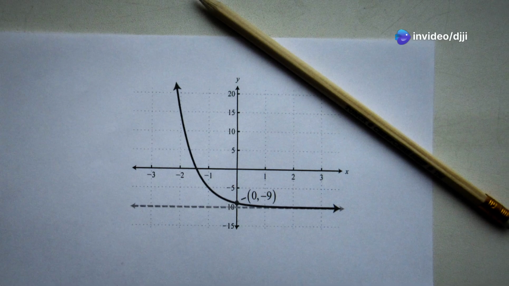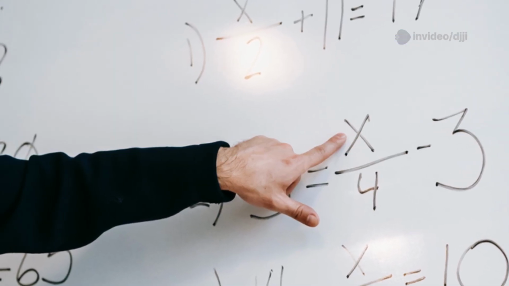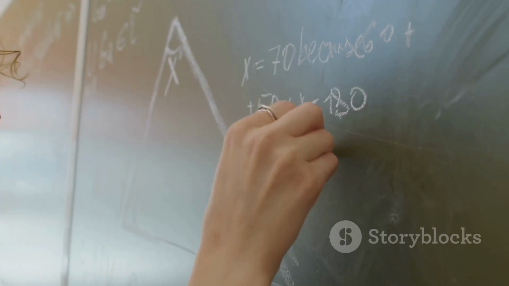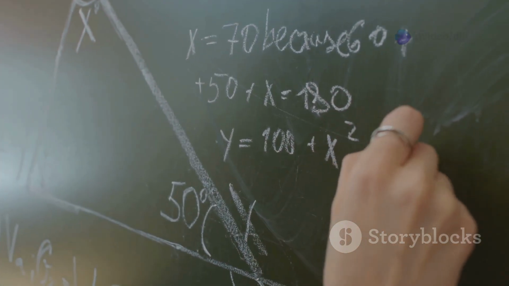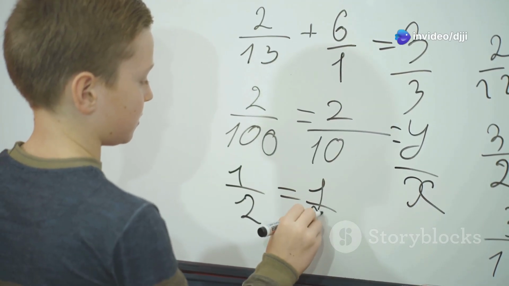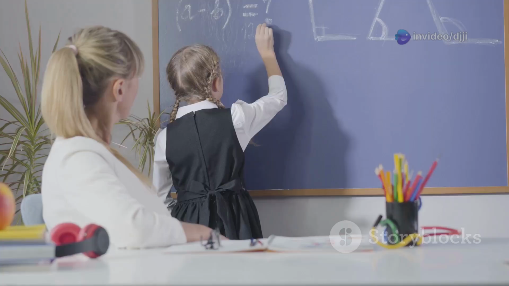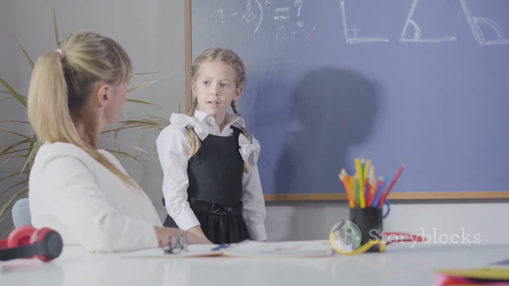Another method is elimination. If you have a system of equations, you can eliminate one variable by adding or subtracting the equations. For higher degree polynomial equations, factoring can help you find the solutions. For quadratic equations, the quadratic formula provides a direct solution. Finally, completing the square. This technique can be used to transform a quadratic equation into a more easily solvable form.